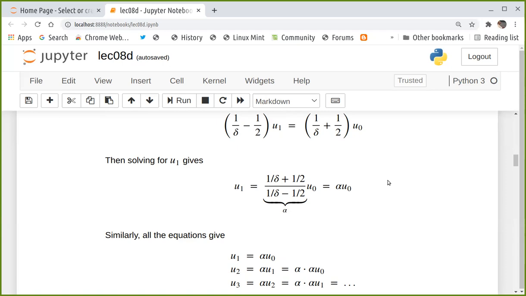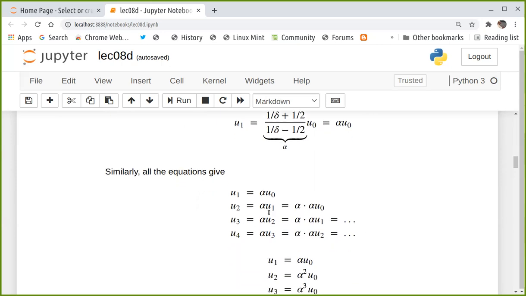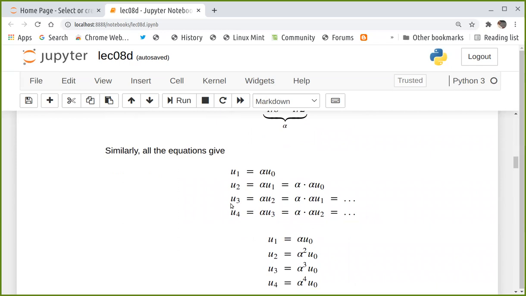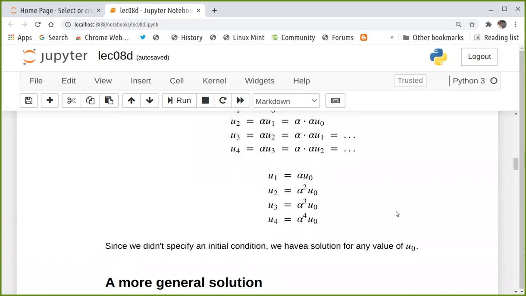that method of solving for U1 in terms of U0, I can use it to solve for U2 in terms of U1, right? Because the equation is the same except all the indices have increased by 1, right? So now I get also that U2 is equal to alpha U1, but U1 was alpha U0, right? So that's U2 equals alpha squared U0. Similarly, U3 is equal to alpha cubed U0. And U4 is equal to alpha to the fourth U0.